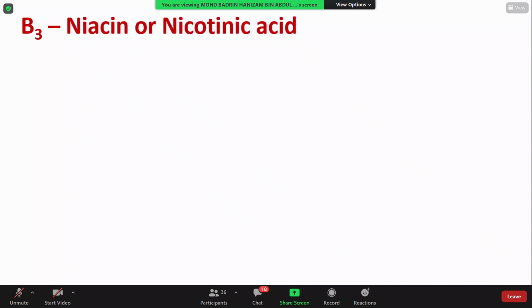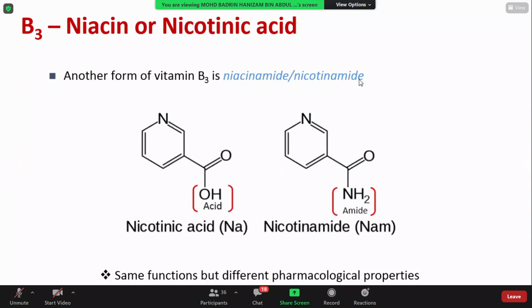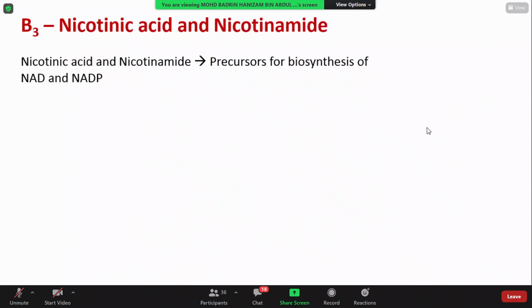We move to the third vitamin, vitamin B3 or niacin, or we call it niacin or nicotinic acid. Another form of vitamin B3 is niacinamide, or nicotinamide, the active form. Left hand side here, nicotinic acid, and the right hand side, nicotinamide. The difference is on the groups here, acid and amide. Same functions but different pharmacological properties.